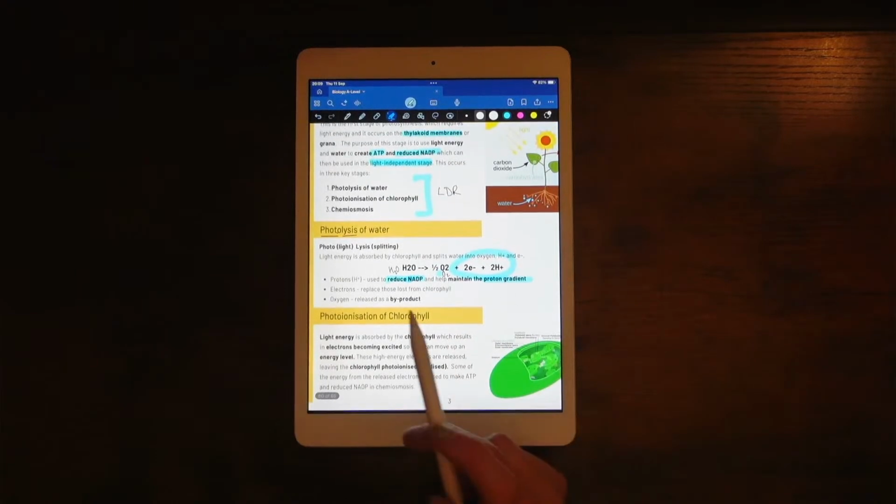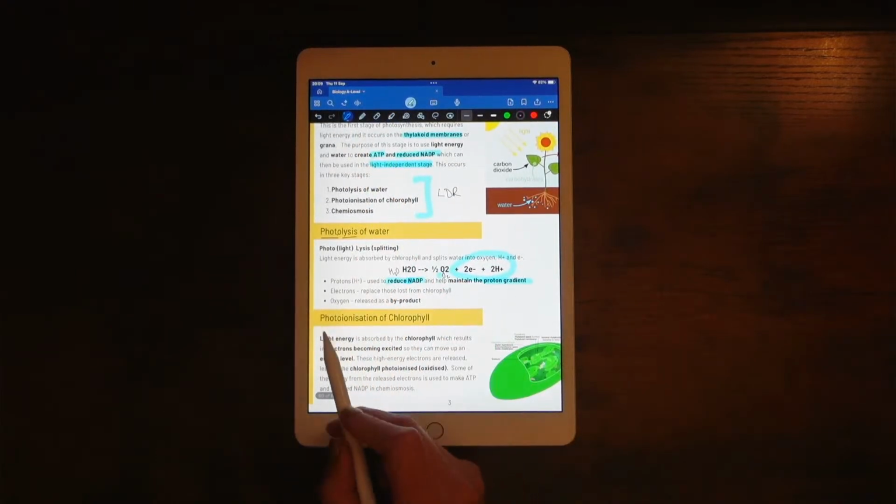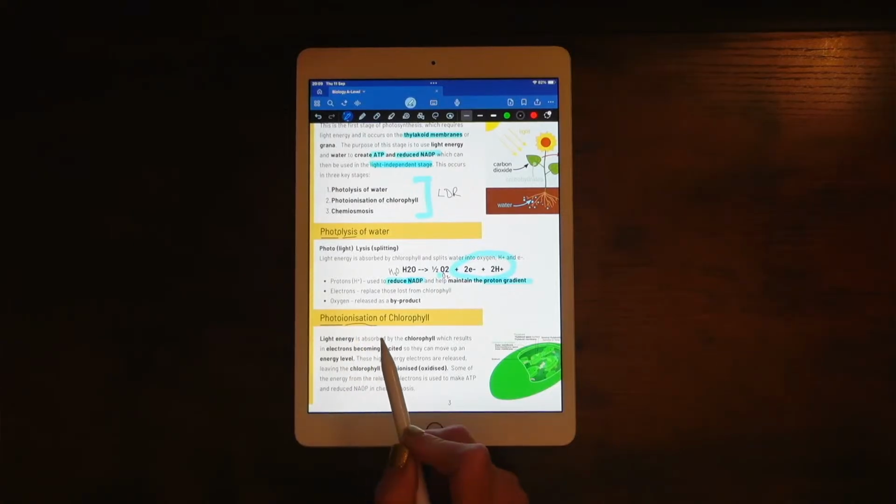Then the next bit, photoionization of chlorophyll. So again, we've got photo, so that means it's to do with light. Into the chat box, what does ionization mean? Because you do this at GCSE chemistry.